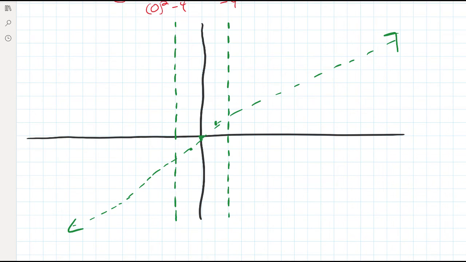Okay? So how do I know what goes where? Well, let's get some ordered pairs. Let's get some points here. Okay? I'm sorry, let's plot our x and y intercept, which is already plotted.